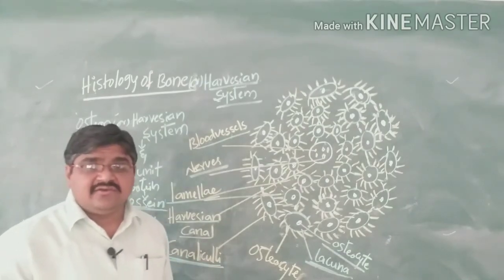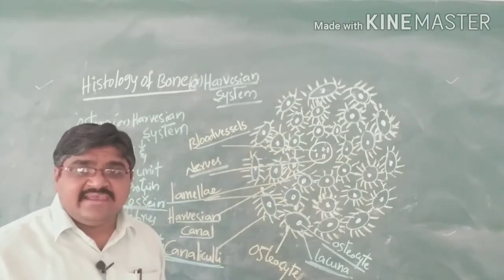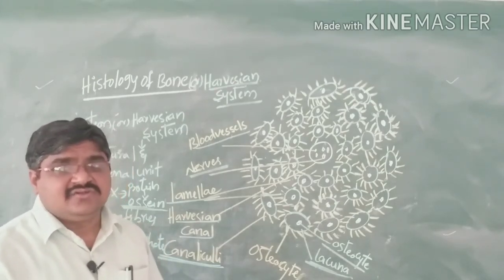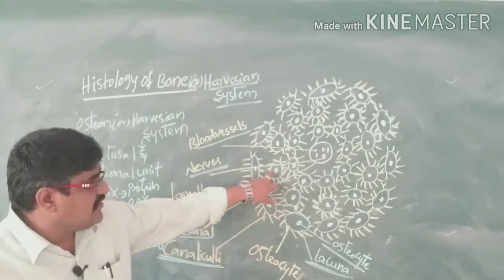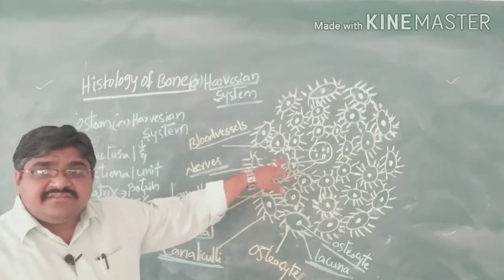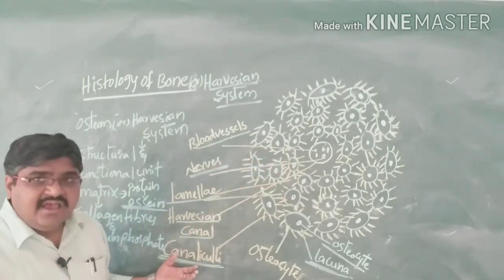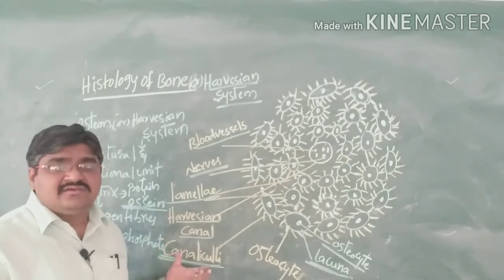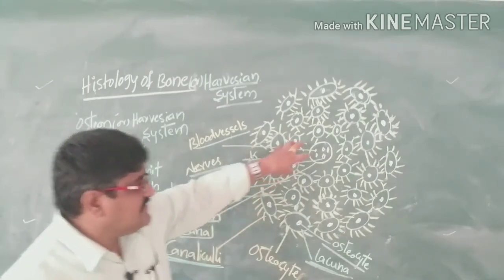What are canaliculi? The concentric rings present in the lamellae are interconnected with fine hair-like structures. One concentric ring is connected with the adjacent concentric ring by these hair-like structures. So they are called canaliculi.